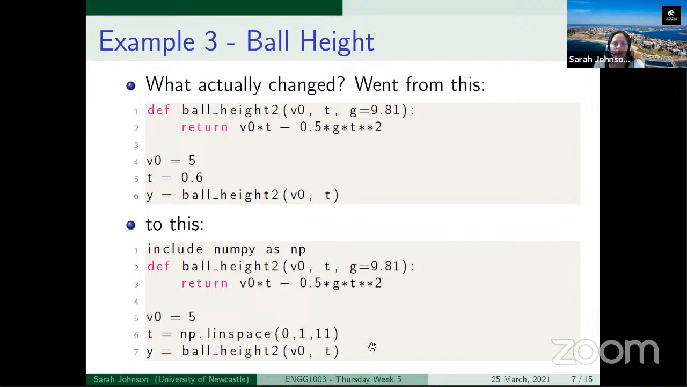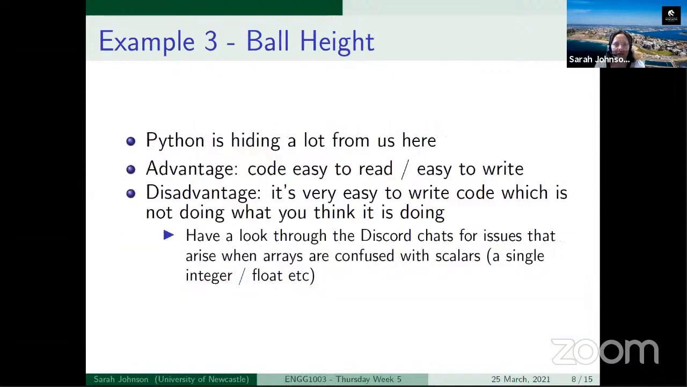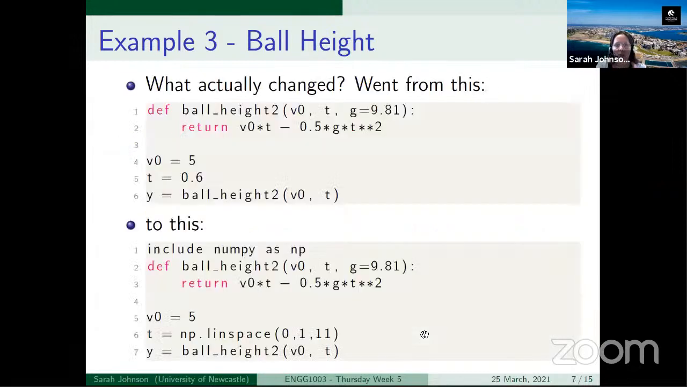And you might say, well, that's really great. I can just write functions and it's doing the same thing. But the problem here, of course, is that Python is hiding a lot from us. There's a lot being hidden here in the way that it's dealing with arrays compared to the way that it's dealing with scalars. And that is quite unique to Python.